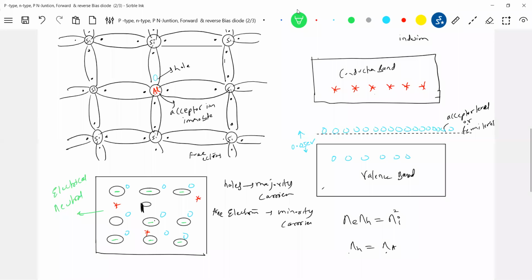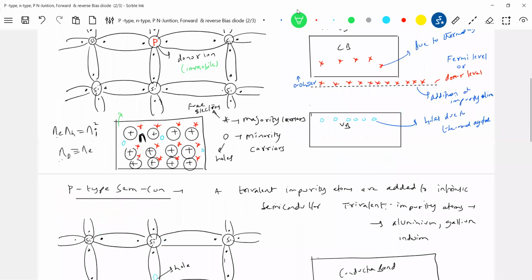Net charge of it is zero. This is electrically neutral. Okay, this is about the construction, like how to construct the p-type and n-type. Let me bring these two and I'll join them.